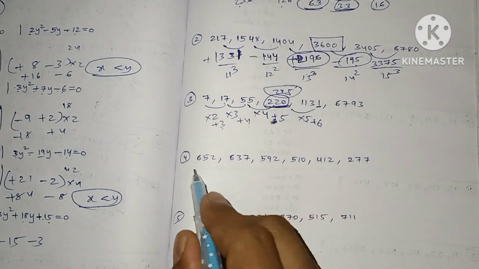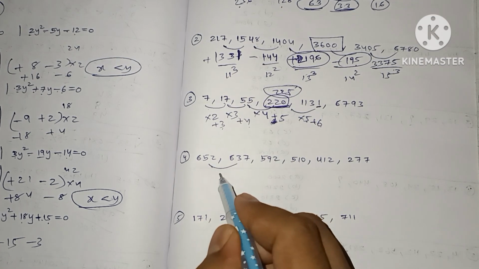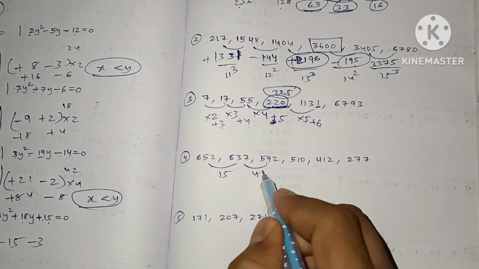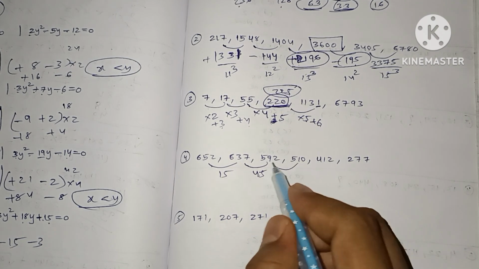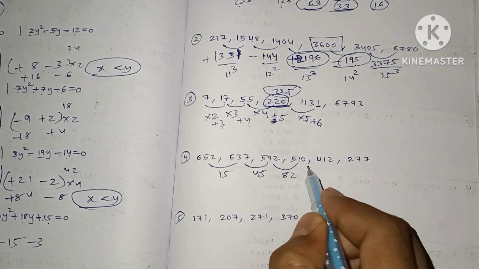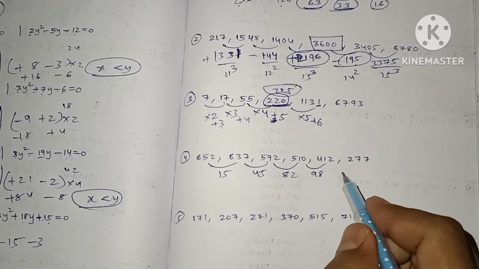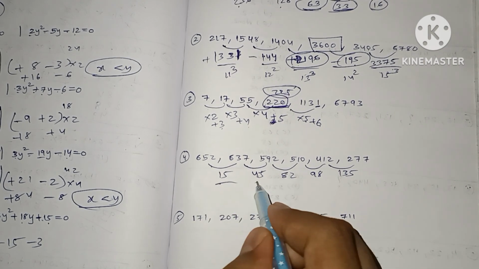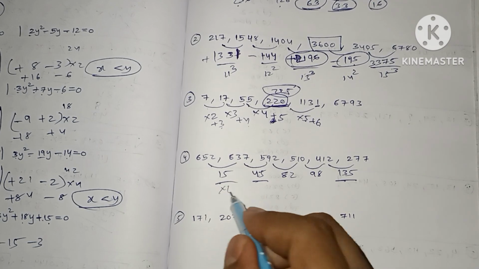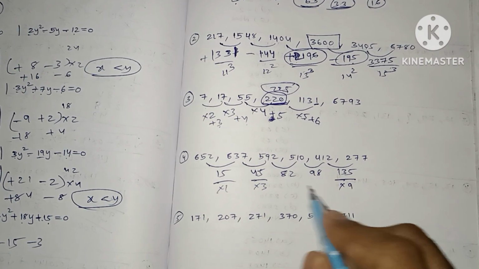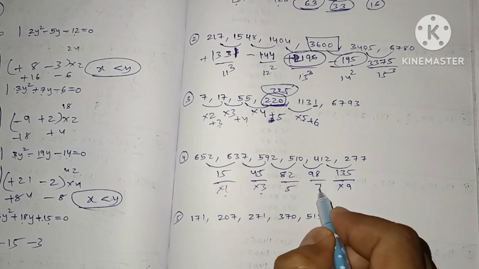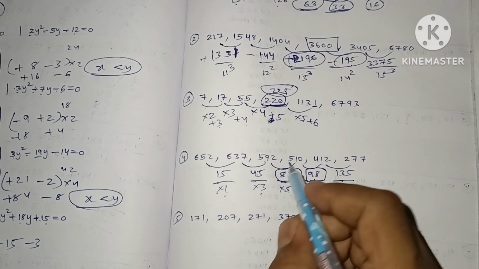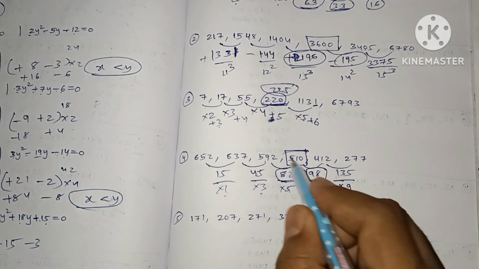Next one. Here we see the difference of 15 here. Here the difference is 8 and 37, which will be 45. Here the difference is 82. Here the difference is 98. Here the difference is 5, 3 and 1. I know these are 15 factors. 15 1 times, 15 3 times, 15 9 times. 1 3, it must be 5, it must be 7. 15 5 times will be 75, not 82. 15 7 times is 105, not 98. So this is our wrong number.